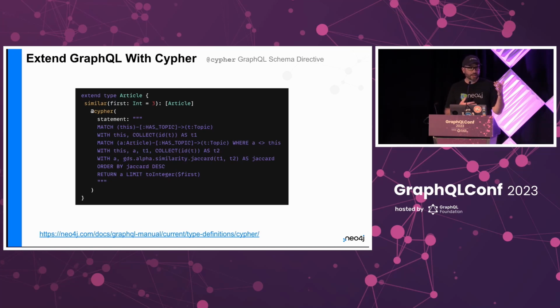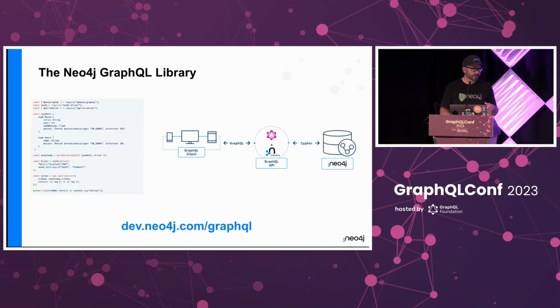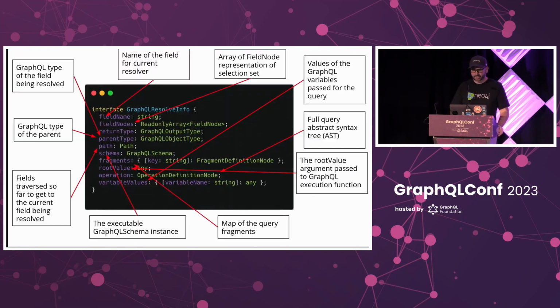And now we have this logic that we've defined in Cypher that will run when we request that field, still embedded as one generated Cypher statement, sort of as a subquery. So super powerful feature. Here we're using the Graph Data Science plugin for Neo4j to look at Jaccard similarity. So that's the Neo4j GraphQL library, again focused very much on building that API layer between the database and the client.